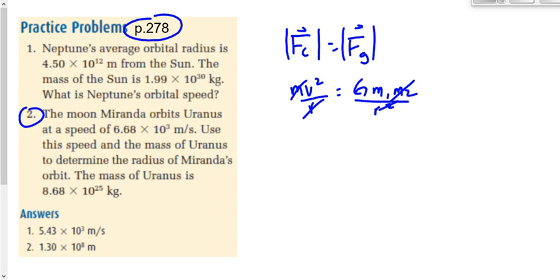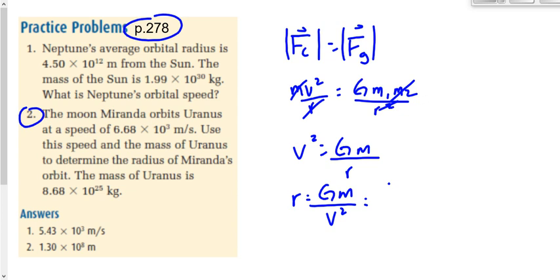Right? So what are we canceling out there? The mass of the satellite or the mass of the planet? It's the mass of the satellite. So we're left with the mass of the planet here. So we got v squared is equal to G times the mass of the planet over r. What are we looking for here? We're looking for the radius of Miranda's orbit. So we're going to say r goes up by multiplying, and the v squared goes down by dividing.